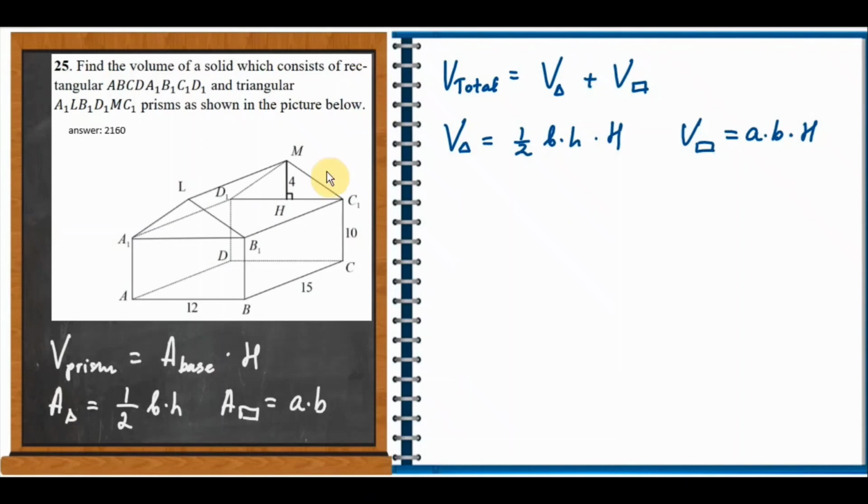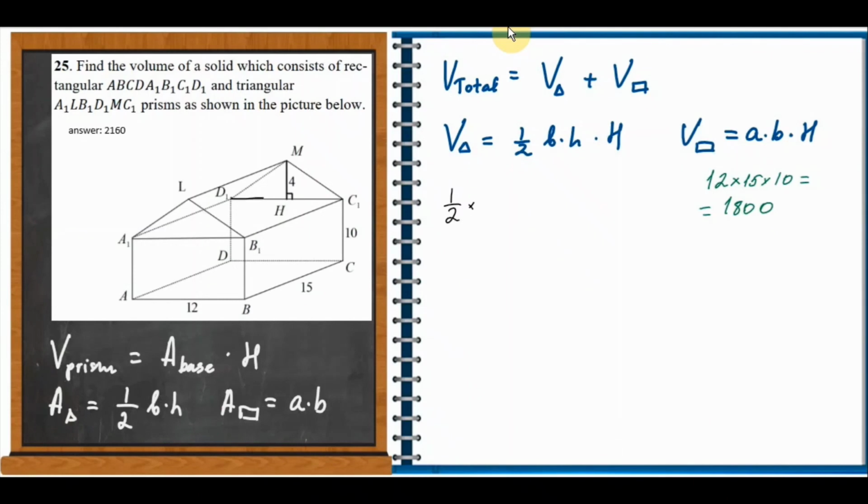AB, as you see in the picture, AB is 12, BC is 15. So it's going to be 12 multiplied by 15 multiplied by the height, which is 10. It's shown in the picture, it's 10. So let's multiply them. 12 times 15 is going to be 180, and times 10 is 1800.